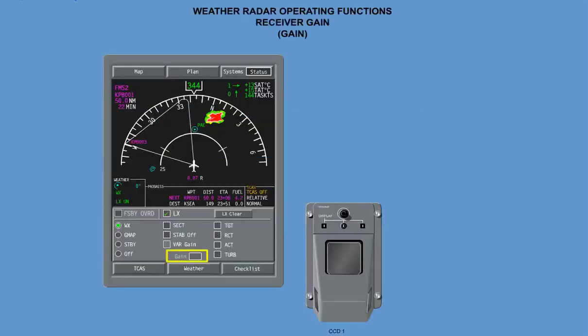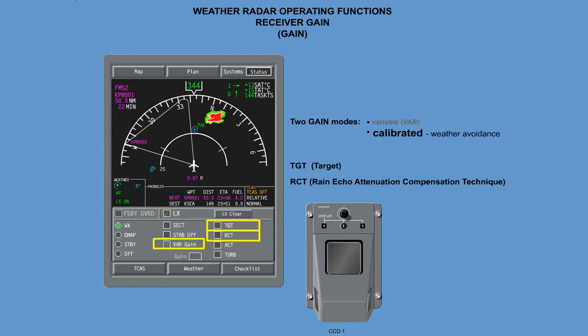Note, this function is available only for WU-880 model. The gain control varies the RTA receiver gain. There are two gain modes, variable and calibrated. The preset calibrated mode is the normal mode and is used for weather avoidance. The system will be forced into calibrated gain when RCT or TGT are selected.